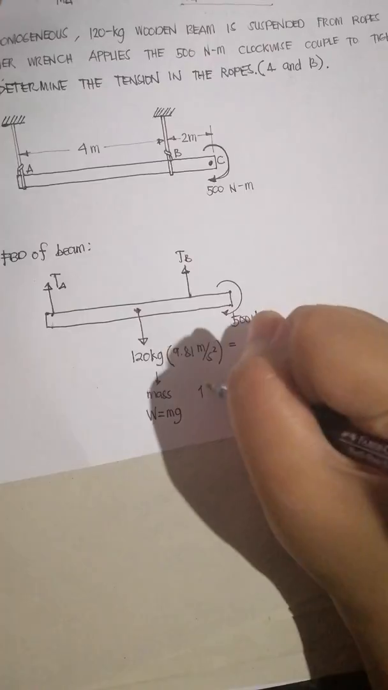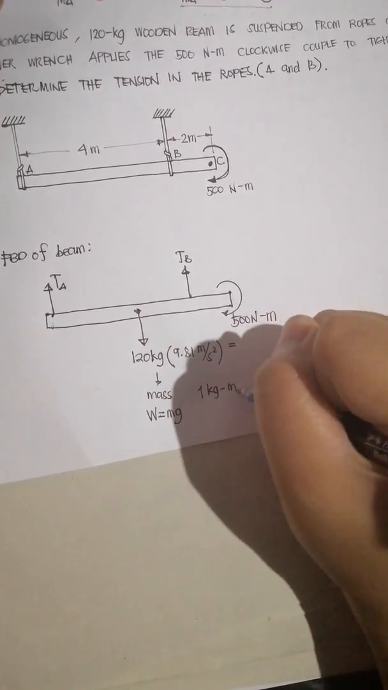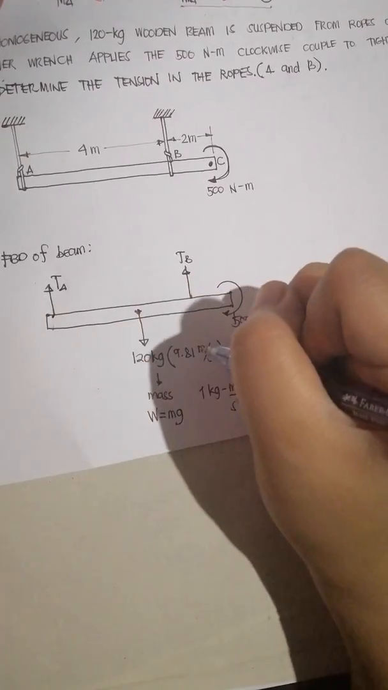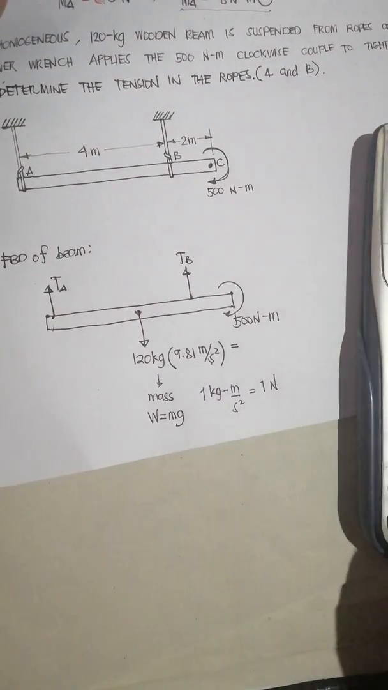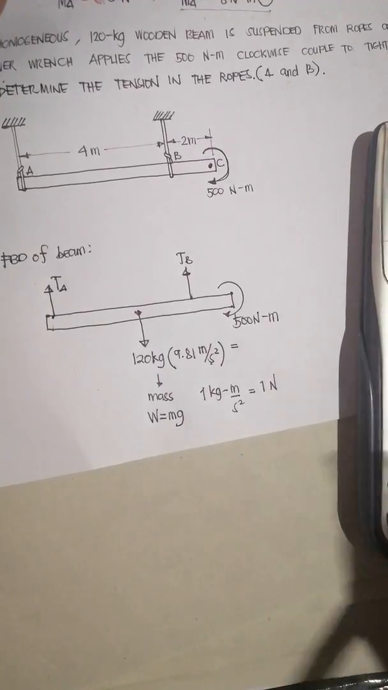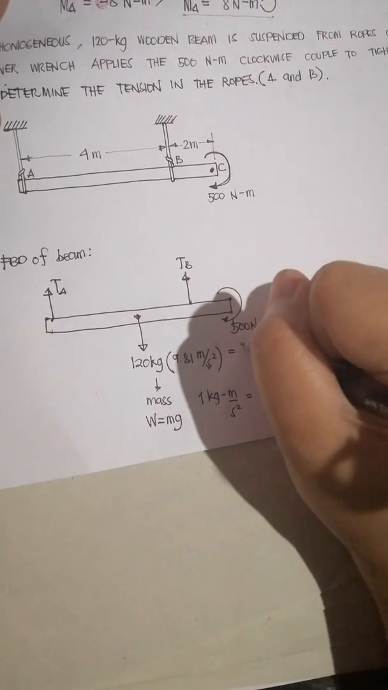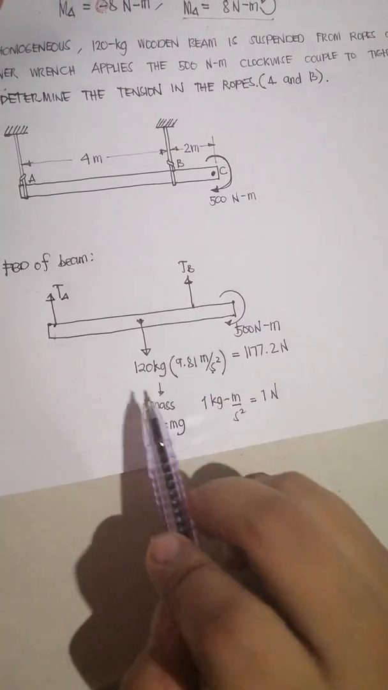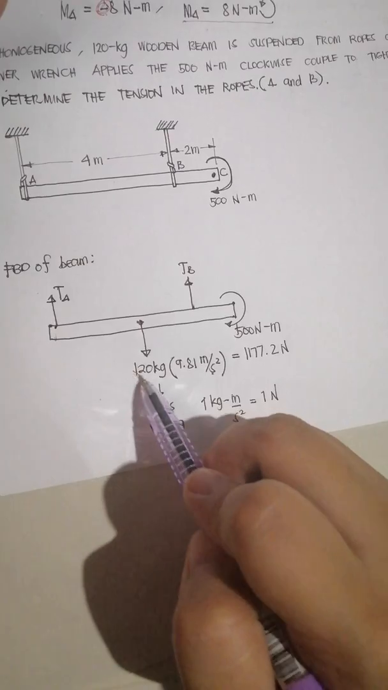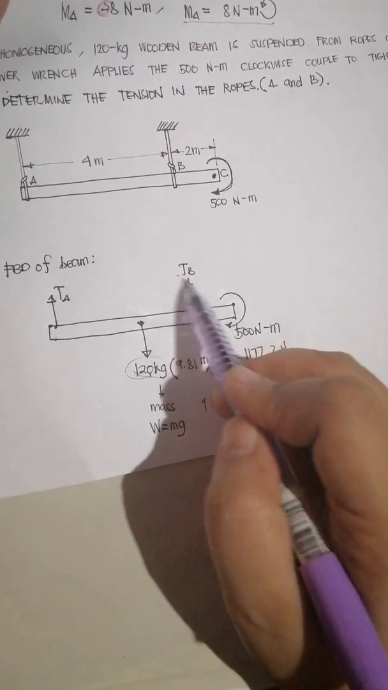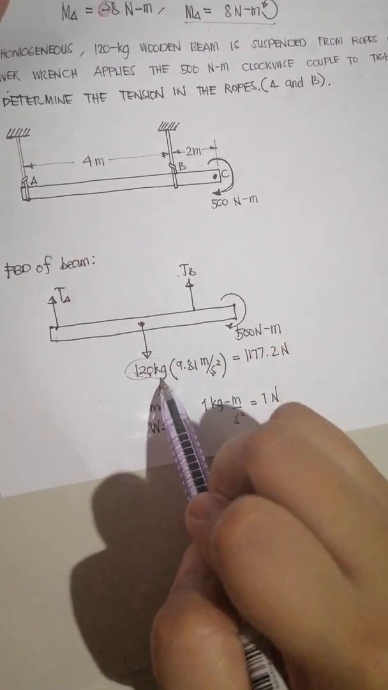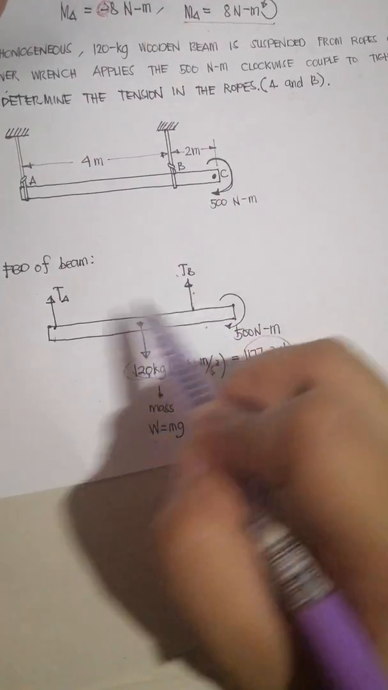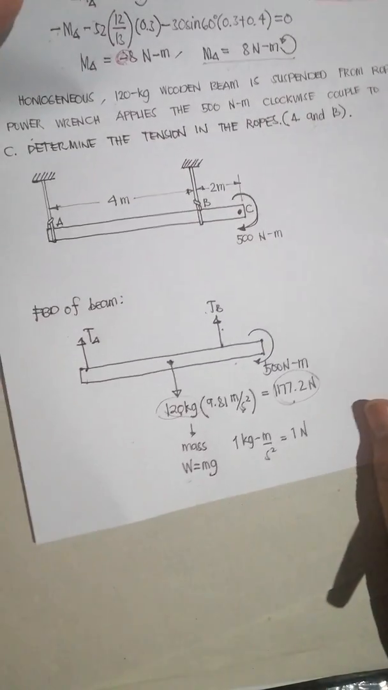We remember that 1 kilogram times meter per second squared is equal to 1 newton. So we have 120 times 9.81, that is 1177.2 newtons. We do not incorporate mass into forces. We have to convert it into weight before we incorporate it with forces and moments or torques.